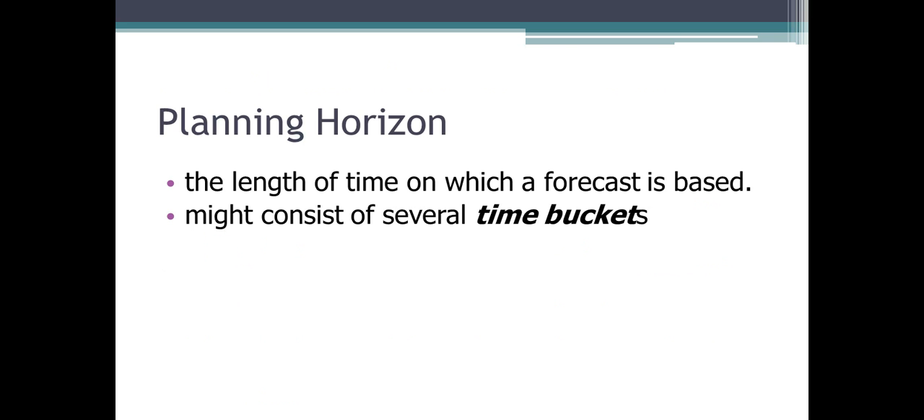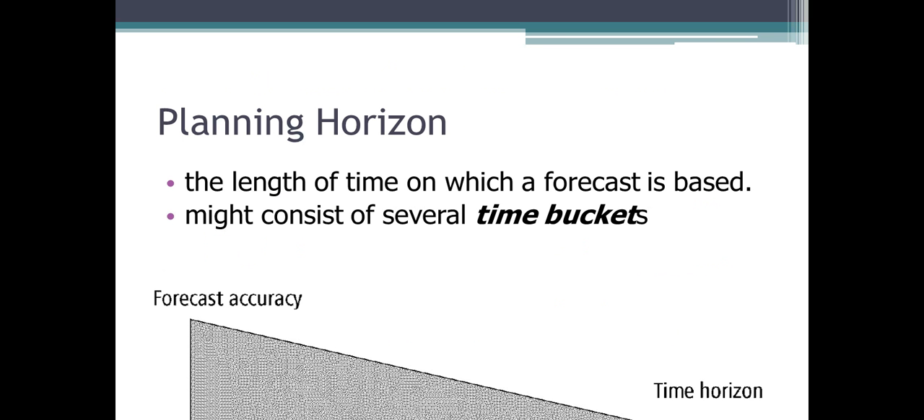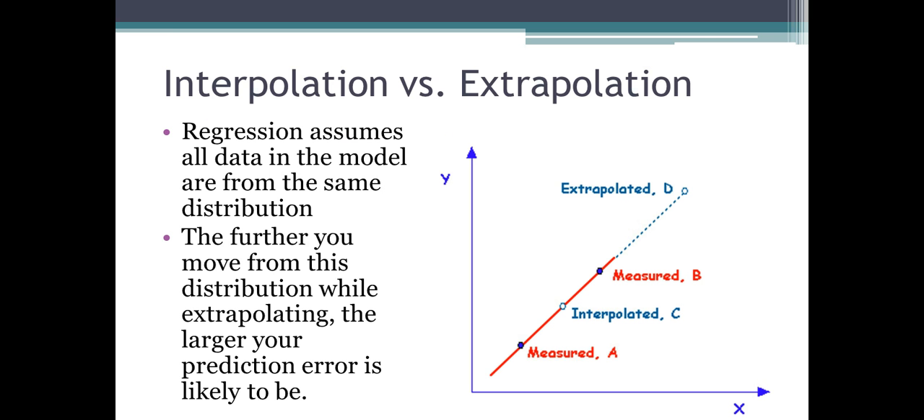And it's possible that you're dividing it up into buckets. So it's possible that you're saying, I'm going to be making 20-year forecasts, but I'm going to look at this in 2-year increments. But regardless of how you're approaching your time horizon, the longer the time horizon that you're trying to forecast, the lower your forecast accuracy is going to be. We'll talk a little bit more about this later.